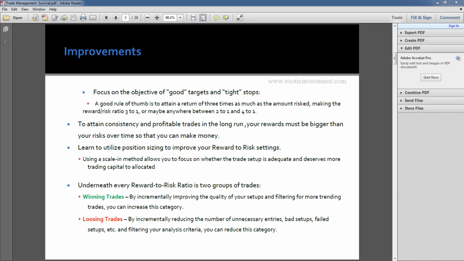Okay, so underneath every reward risk ratio are two groups of trades: winning trades and losing trades. By incrementally improving the quality of your setups and filtering for more trades, you can increase this category: winning trades. So winning trades should always be higher than the losing trades. And there is one more thing: though you are winning, you should be winning big; though you are losing, you should be losing less. Okay, so only then your profit to loss percentage will be at profit levels and not at loss levels. The same thing with the losing trades. You have to verify what criteria are bad, what the failed setups are, and afterwards improve.